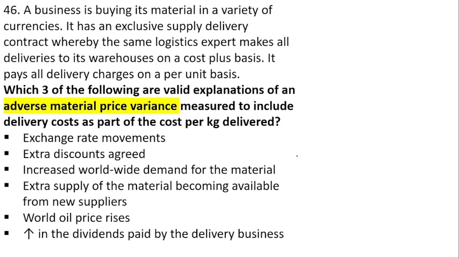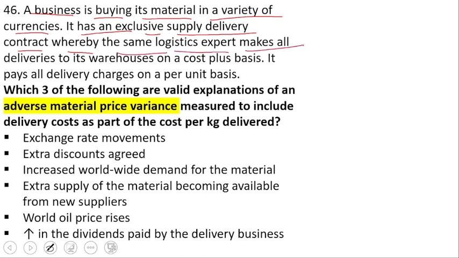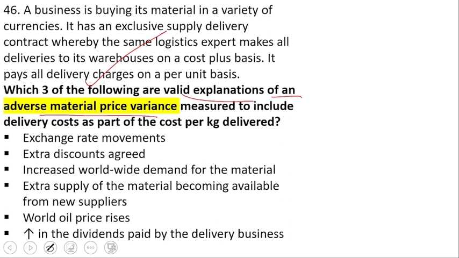Question number 46. A business is buying its material in a variety of currencies. It has an exclusive supply delivery contract whereby the same logistics expert makes all deliveries to its warehouse on a cost plus basis. Cost plus basis means cost plus the delivery charges. It pays all delivery charges on a per unit basis. Which three of the following are valid explanations of an adverse material price variance measured to include delivery costs as part of the cost per kg delivered?